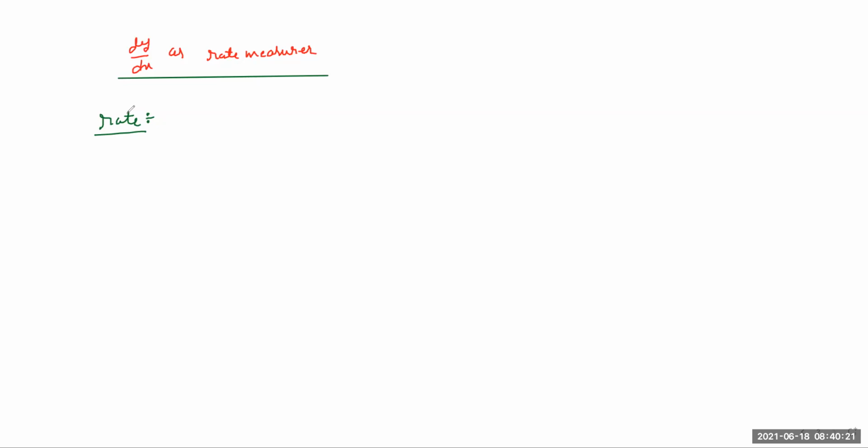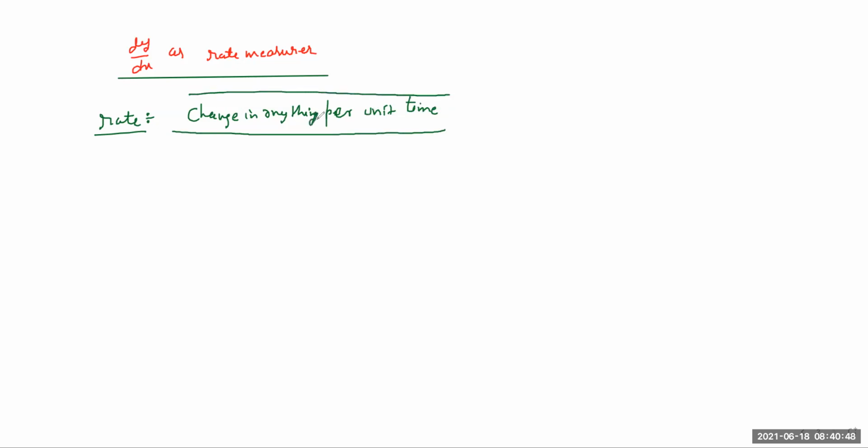So when I say the word rate, I mean of course change in something per unit time in physics. So in physics, the rate is change in anything per unit time. So rate is always defined this way. It is the change in anything per unit time, and that is called rate. So this is actually called time rate.